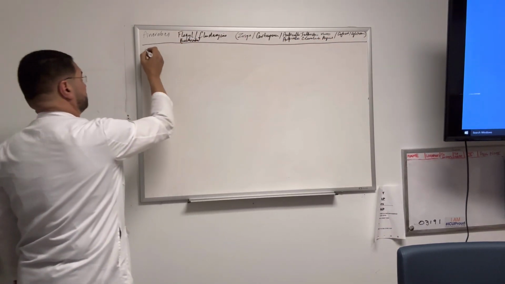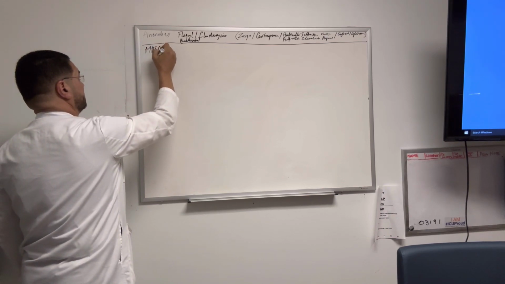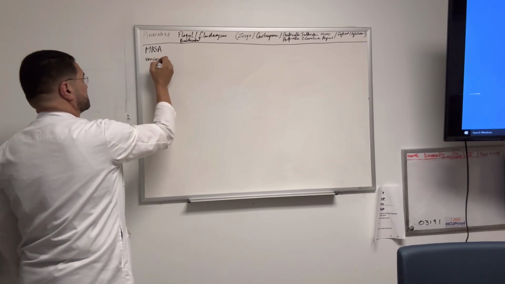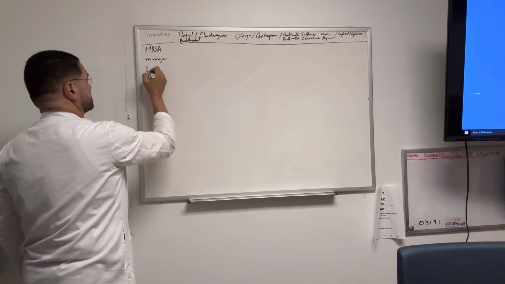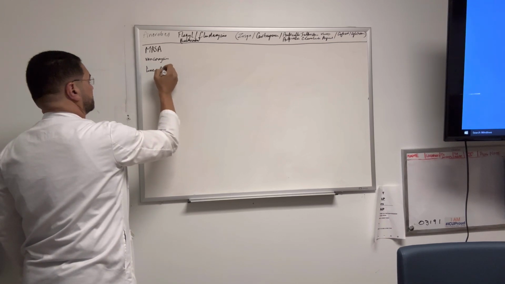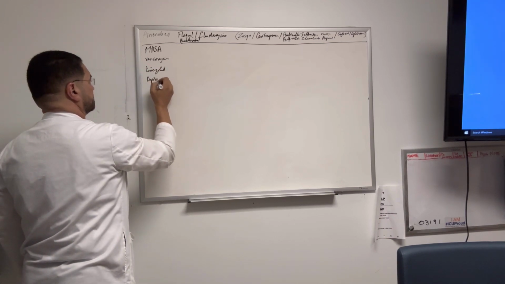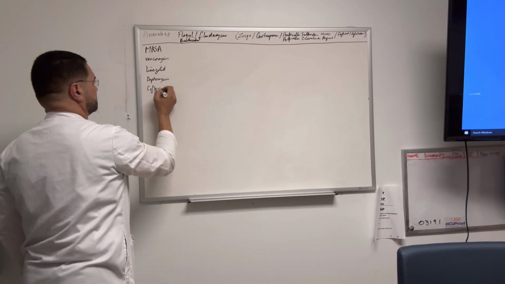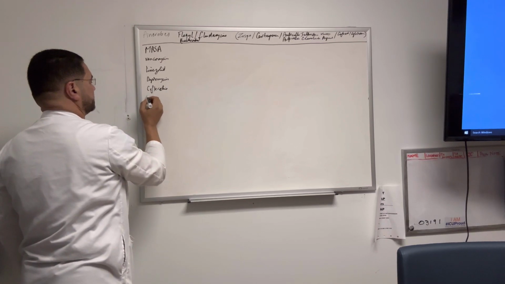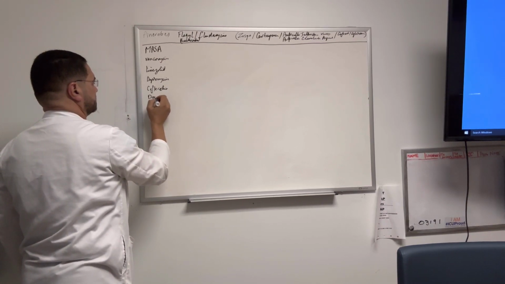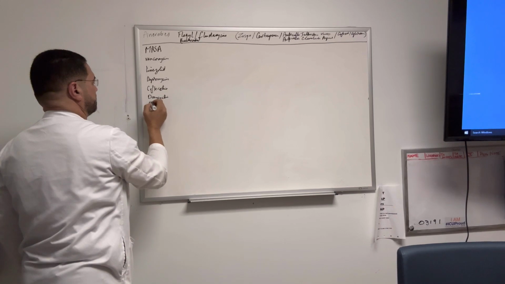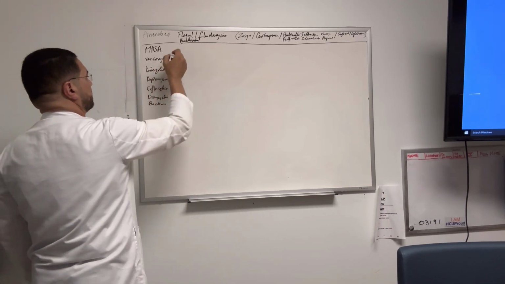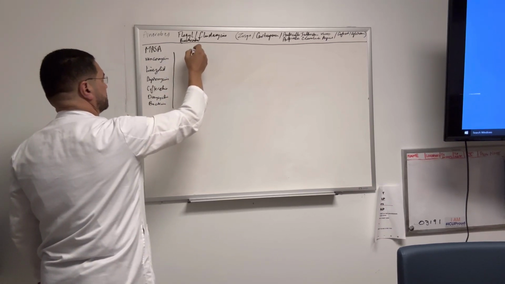Let's talk about MRSA, right? Antibiotics that kill MRSA specifically. We're going to start with vancomycin, obviously, right? Linezolid, daptomycin, ceftaroline, and doxycycline and Bactrim, right? So we can look at them this way.